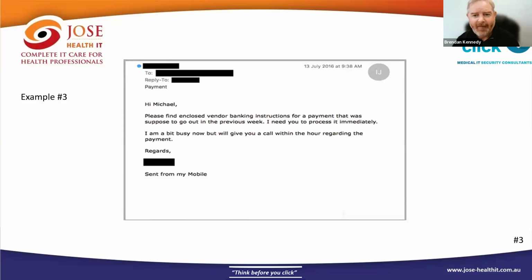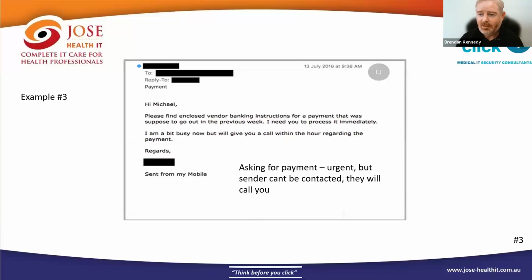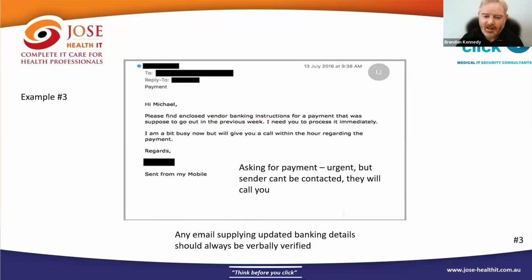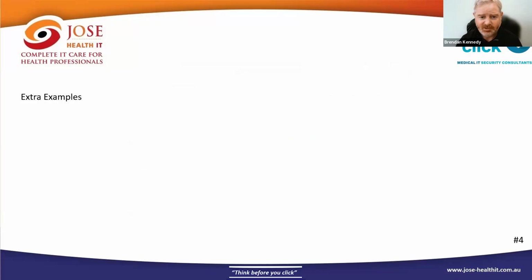A third example here would be a doctor or a patient or a third-party vendor who has sent you an email saying that we haven't been paid or our accounts have been changed. In this particular example, they're asking for a payment urgently, but they can't be contacted. They will call you when they're free. So again, any sense of urgency, but any email requesting you to update bank details should always be verbally verified. Pick up the phone, give them a call, make sure that they're actually requesting those bank details to be changed.